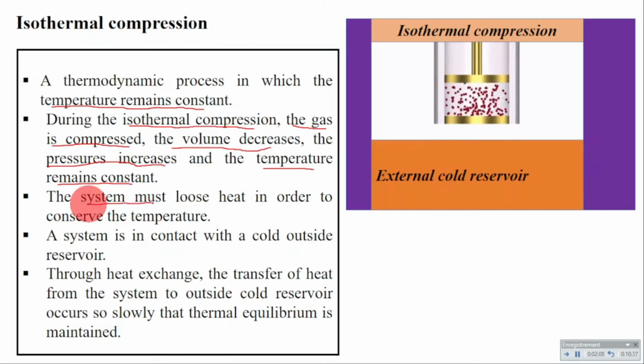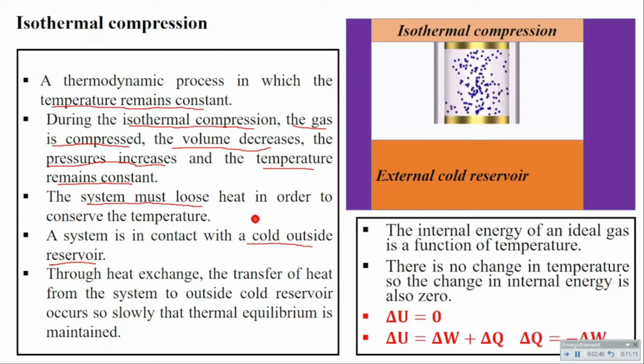The system here must lose heat. It is losing heat in order to conserve the temperature. That means the heat must be lost and sent to the external cold reservoirs so that the temperature remains constant, whether in isothermal compression or isothermal expansion. So the system is in contact with outside cold reservoirs so that the heat inside is exchanged with them to make sure that the temperature is constant.